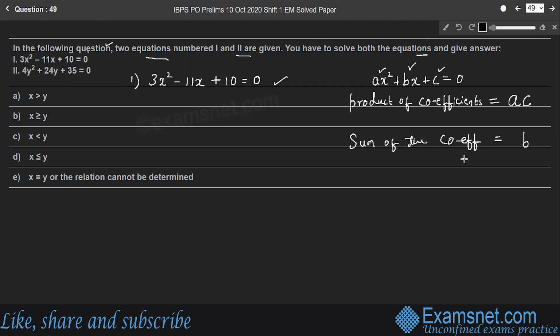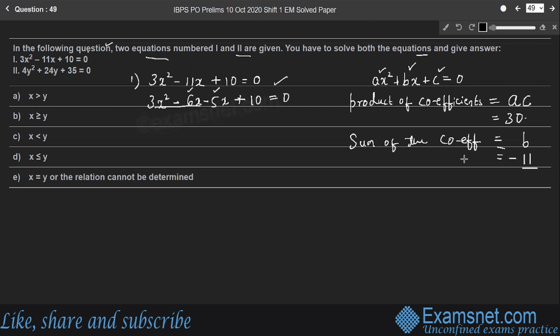Here in the given equation, a into c is 30, b is minus 11. Accordingly, split the middle term. So 3x square minus 11x is written as minus 6x minus 5x, so that the product of the coefficients of the middle term, minus 6 and minus 5, is plus 30. Right? And the sum of the coefficients, minus 6 plus minus 5, is minus 11. Right? Plus 10 is equal to 0.